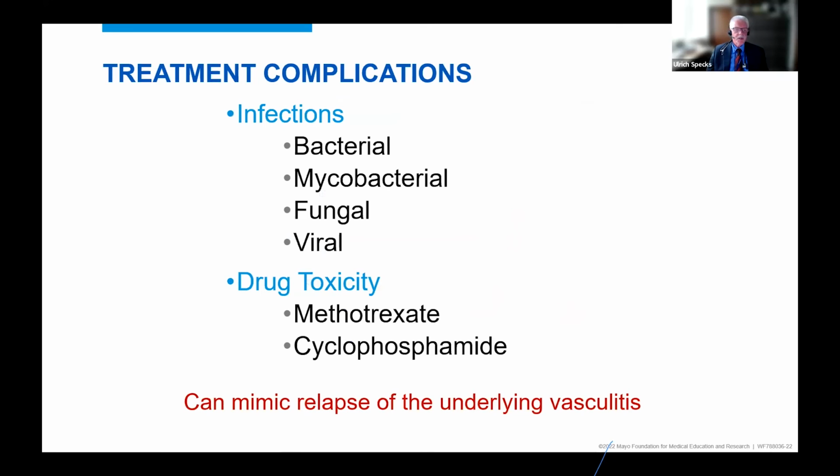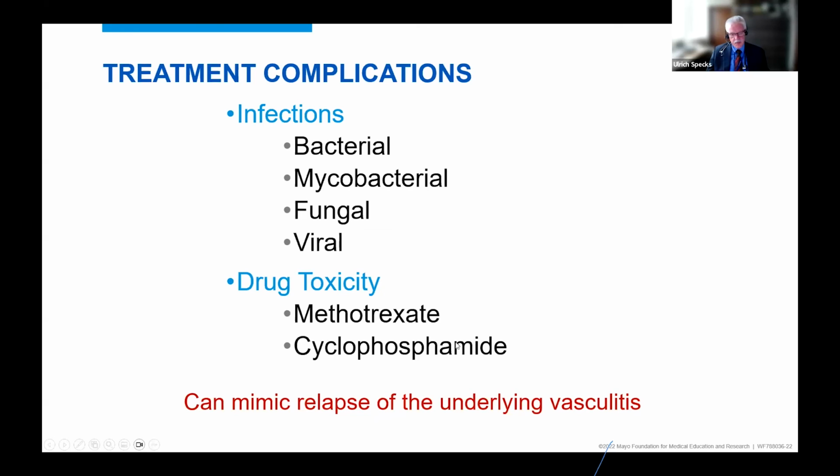Now, sometimes treatment complications can cause trouble in the lungs, and most notoriously, the patients who are immunosuppressed are prone to get infections, and these can be bacterial, mycobacterial, fungal, or viral. And again, the bronchoscopy with BAL can often help us get material to identify the infection. And very rarely we have drug toxicities.